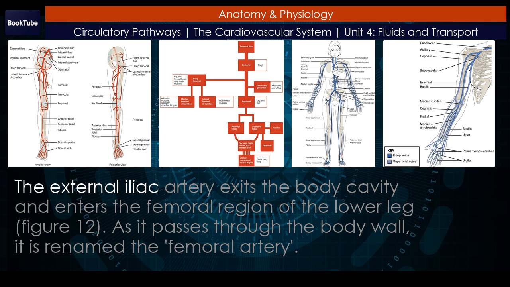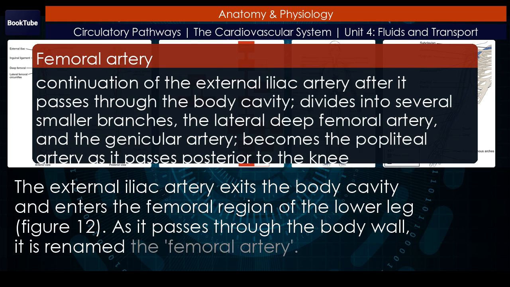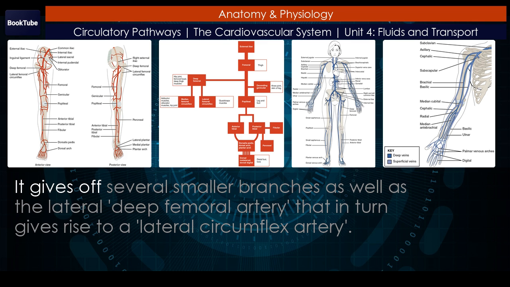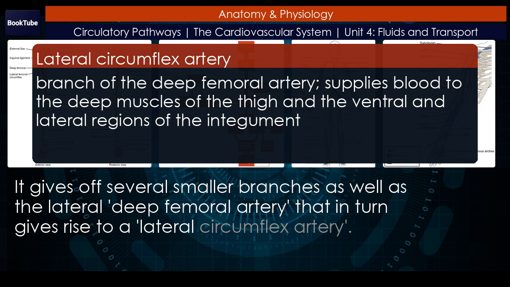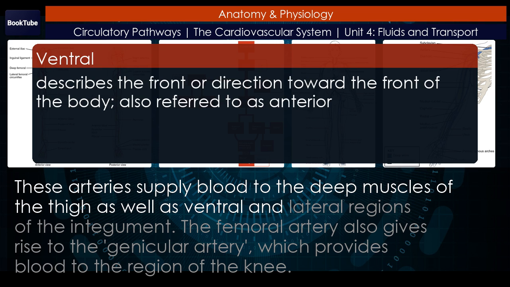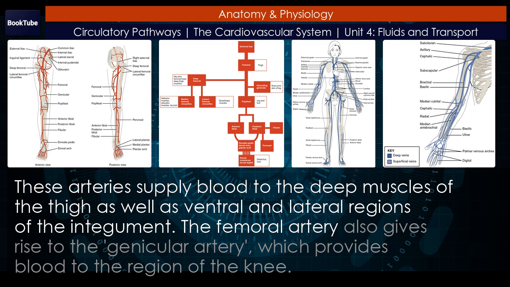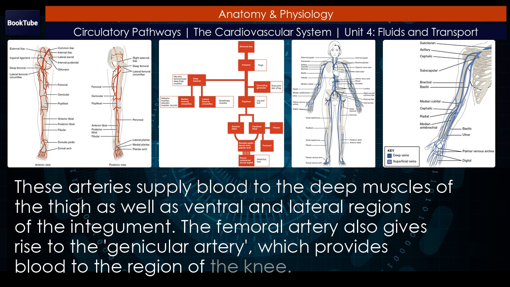The external iliac artery exits the body cavity and enters the femoral region of the lower leg, Figure 12. As it passes through the body wall, it is renamed the femoral artery. It gives off several smaller branches as well as the lateral, deep femoral artery, that in turn gives rise to a lateral circumflex artery. These arteries supply blood to the deep muscles of the thigh as well as ventral and lateral regions of the integument. The femoral artery also gives rise to the genicular artery, which provides blood to the region of the knee.